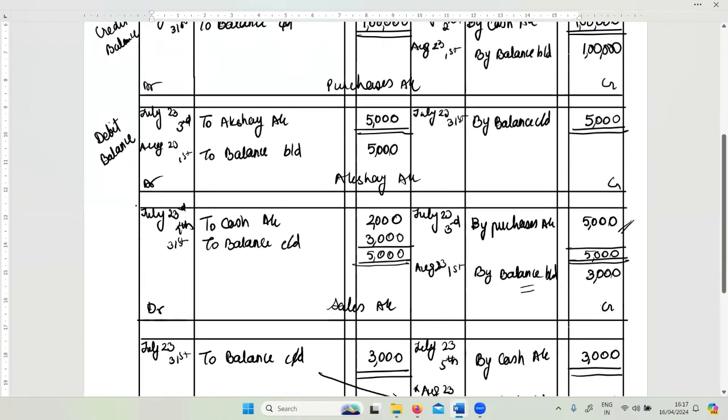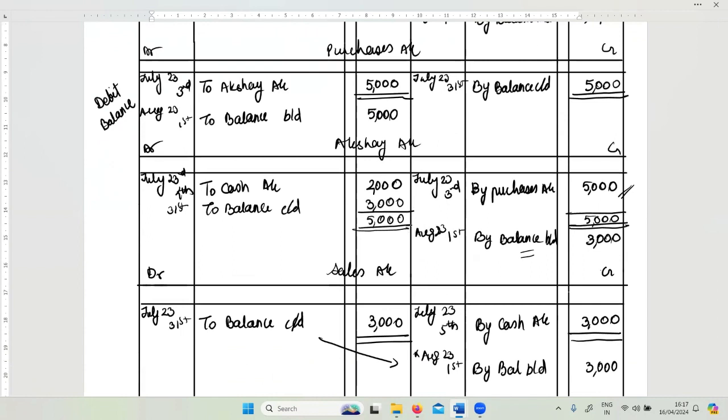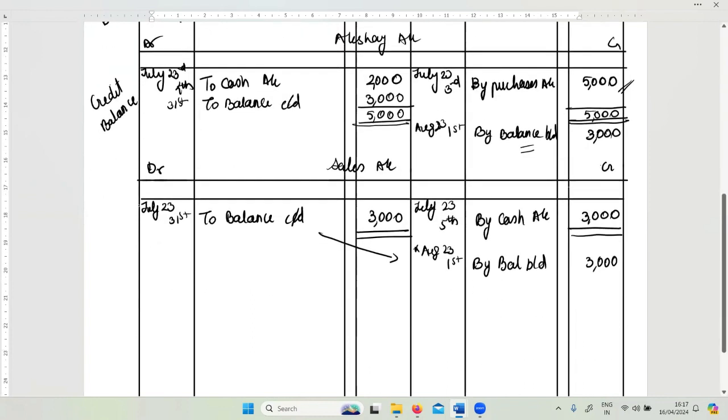Right. Next is Akshay's account. Akshay's account, if you see, has the credit side more. So Akshay's account has a credit balance. Whichever side is more, we say that the ledger account has that balance. So if the credit side is more, we say credit balance. If the debit side is more, we say debit balance. So in the sales account, you can tell me that it basically has the credit side more. So this ledger account will have a credit balance.